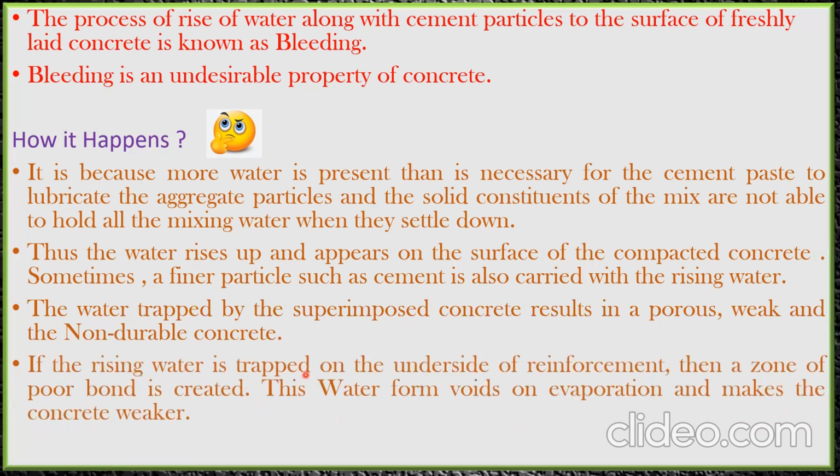If the rising water is trapped on the underside of the reinforcement, then a zone of poor bond is created. This water forms voids and makes the concrete weaker. Obviously, if that water rises up and gets trapped in between the reinforcement, after some time the water will evaporate, and that much amount of void will be created. If the void is created, the density of the concrete is going to come down, and obviously the strength of the concrete will come down. As a result, the concrete will become weaker. So this is all about bleeding, and this is how it happens.